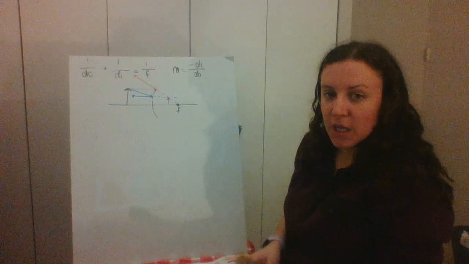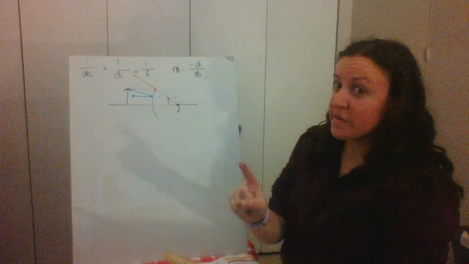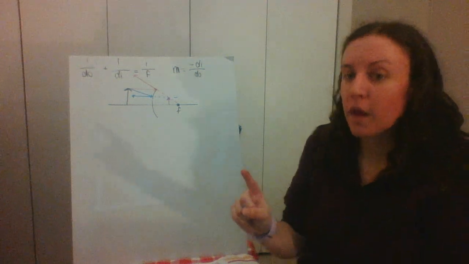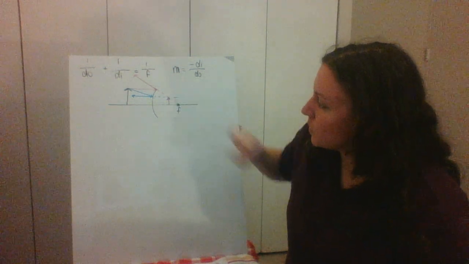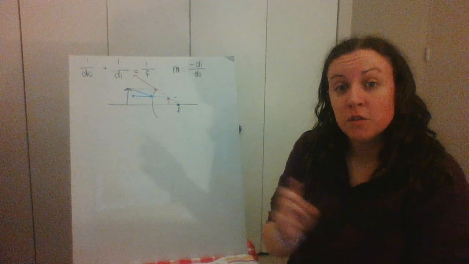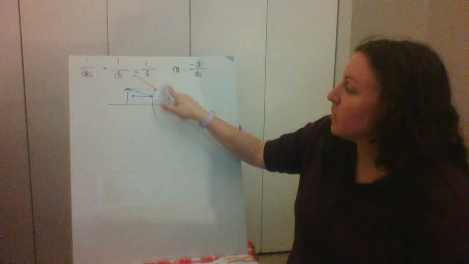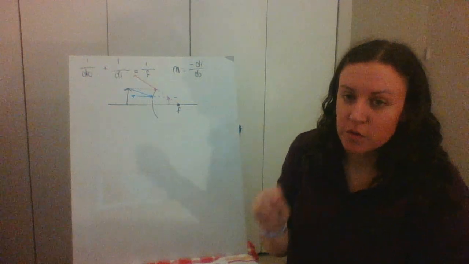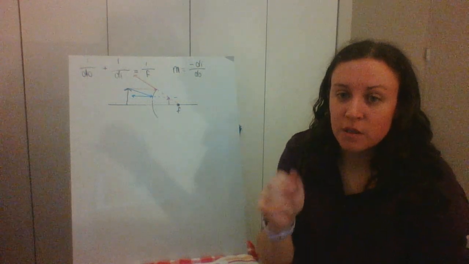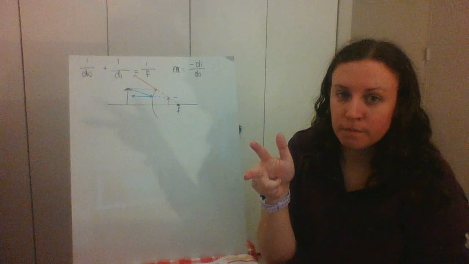Now, a couple things about my image. It's smaller. It will always be smaller with convex. It's upright. You'll notice it's in the right direction, upright. And the other thing, it's virtual. Whenever you have these dotted lines, it's virtual. So no matter what, for your convex mirror: smaller, upright, virtual.